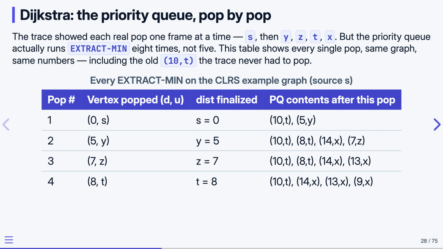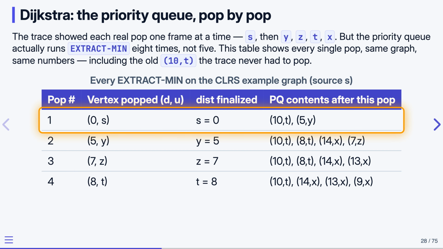The trace showed each real pop, one frame at a time, but the priority queue actually runs extraction 8 times, not 5. This table shows every single pop, same graph, same numbers, including the old duplicates the step notes warned about. Pop 1 takes the pair distance 0, vertex S. We finalize S at 0. Relaxing S pushes the pair 10 T and the pair 5 Y into the queue.